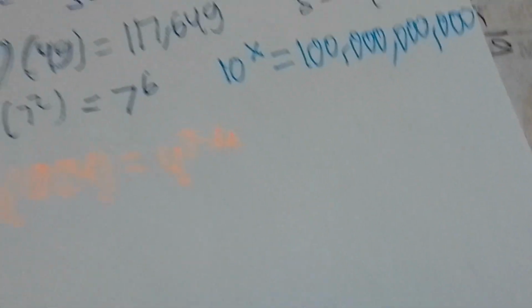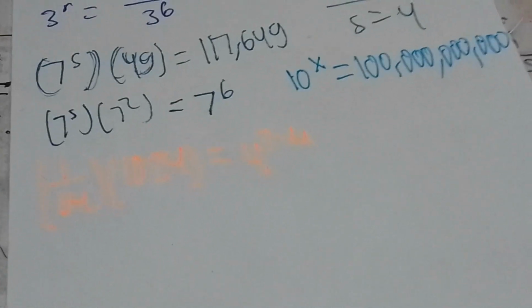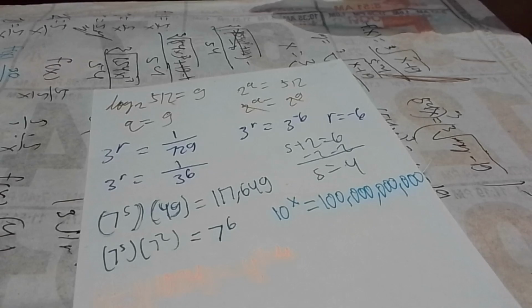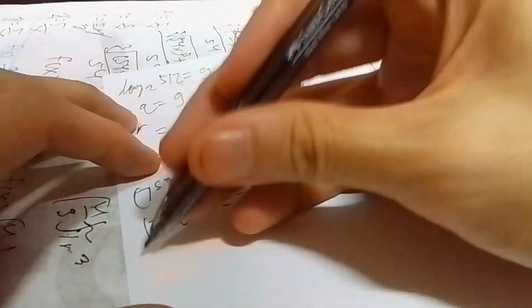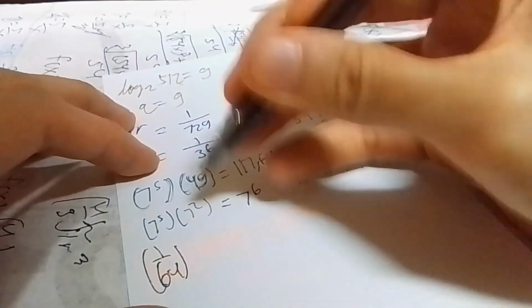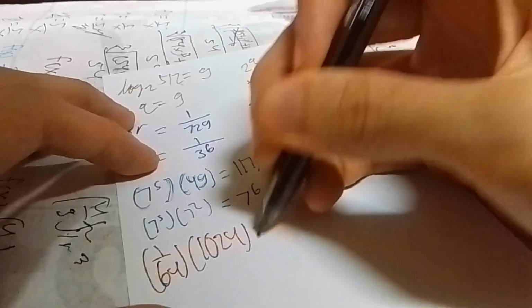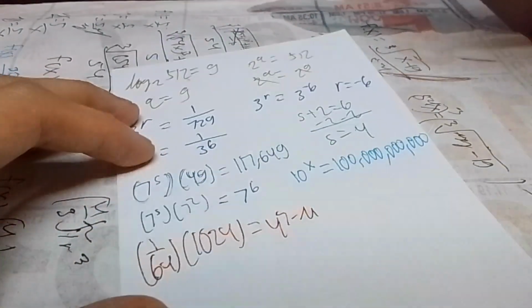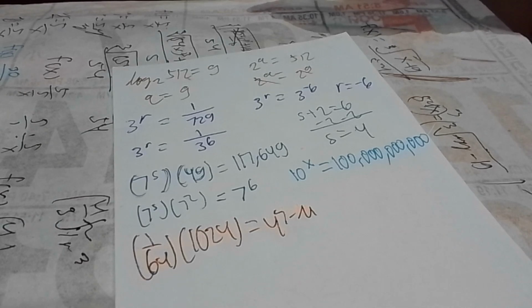I'm sorry if you can't see it because it's orange. It's written in orange ink, so it's hard for you to see. So I'll just make it black instead. So 1 over 64 times 1024 is equivalent to 4 raised to 7 minus u. Did you see the ink? Yes, you did. Now, this is what we're gonna do.